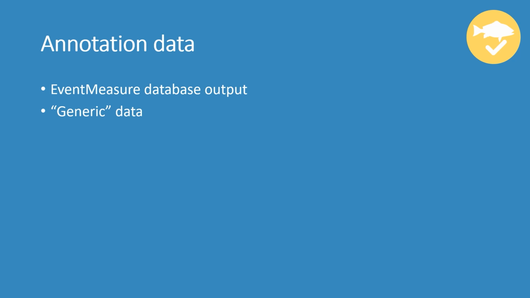And you would use this if you do not use EventMeasure or you have data that was annotated before EventMeasure existed. But you would also use this if you did use EventMeasure, you exported the data and then you made changes to that data in a text editor like Excel, because this changed data is now the true copy of the data.